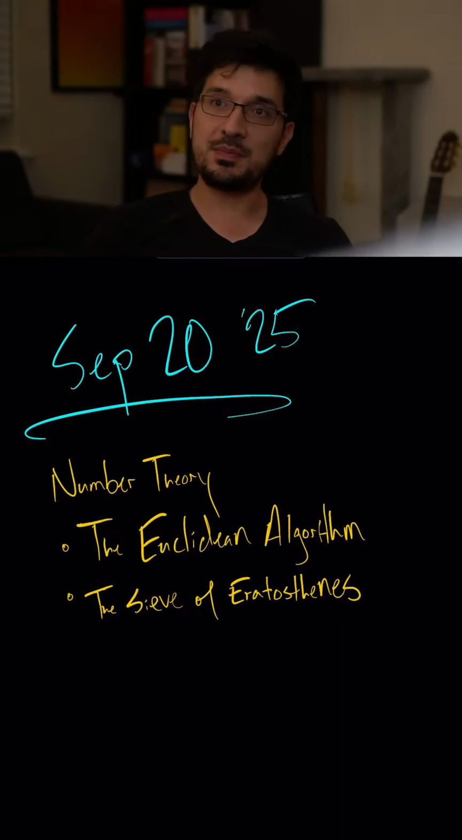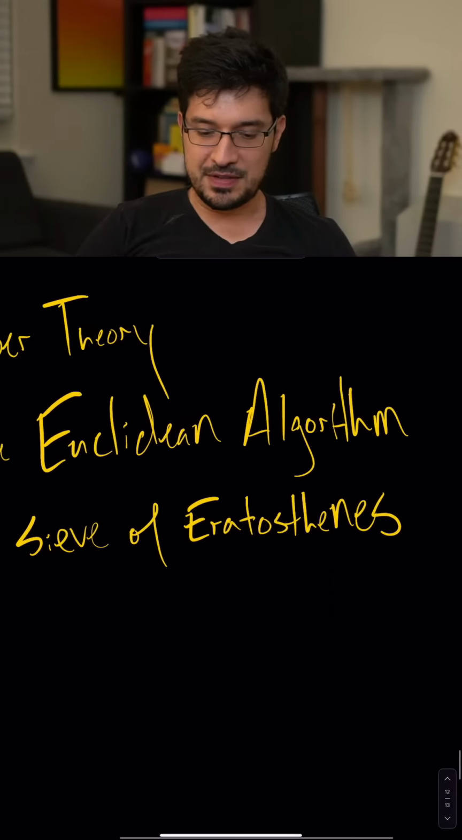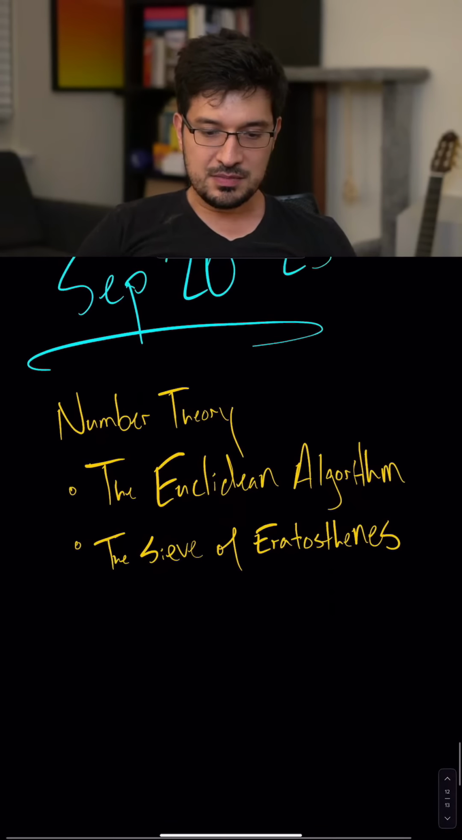Today, I want to talk about some number theory. We're going to talk about the Euclidean algorithm. We're going to talk about the Sieve of Eratosthenes. It's going to be some good stuff.